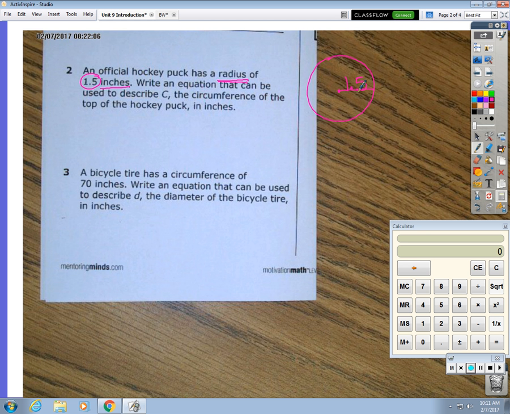Who knows the formula to find the circumference of a circle when you are given the radius? Brooklyn. 2 pi r. Okay, good job. Circumference equals 2 times pi times r.